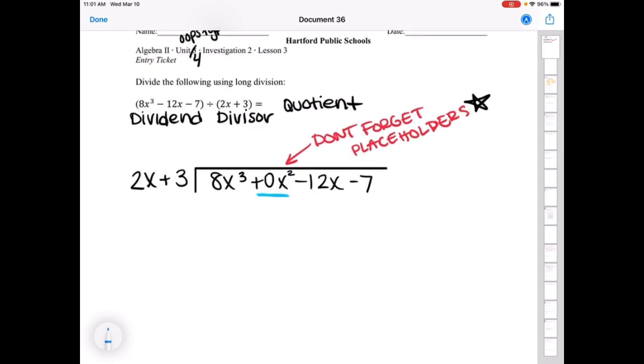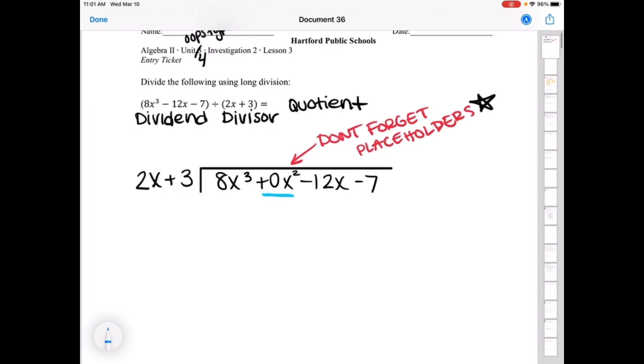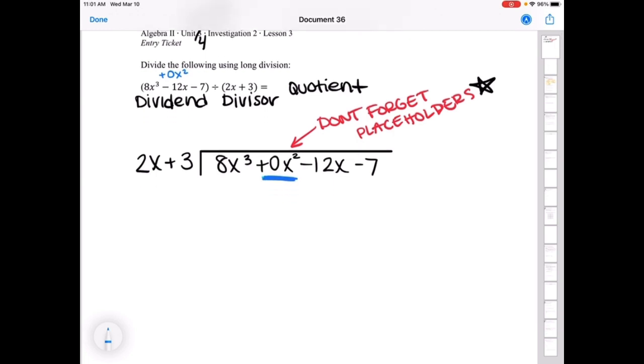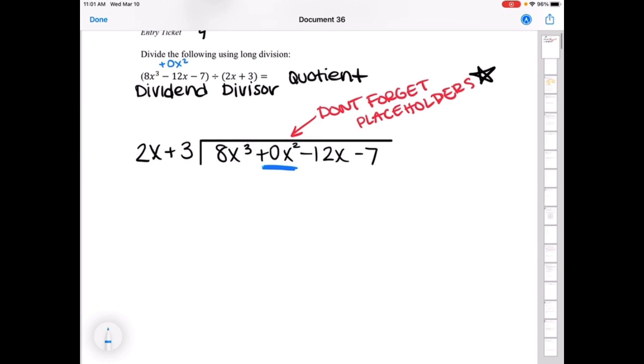I just wanted to help you set this one up, and give you a hint, a reminder that you need to put your placeholders in whenever you have a degree that's missing. In this case, we have an x to the third and we have an x, so we're missing that x to the second degree. So that's going to be my placeholder right here, 0x squared. It doesn't change our problem, but it acts as a placeholder so that all of our work lines up.